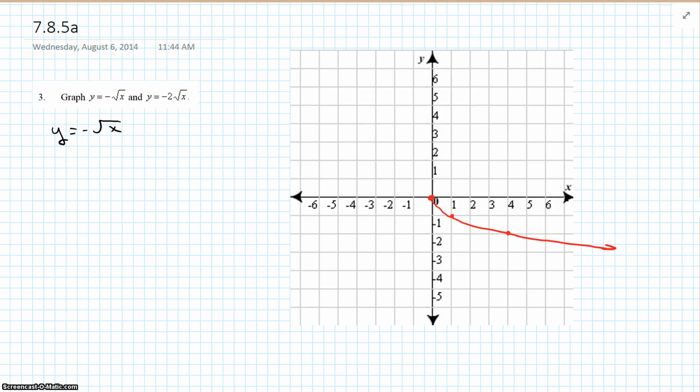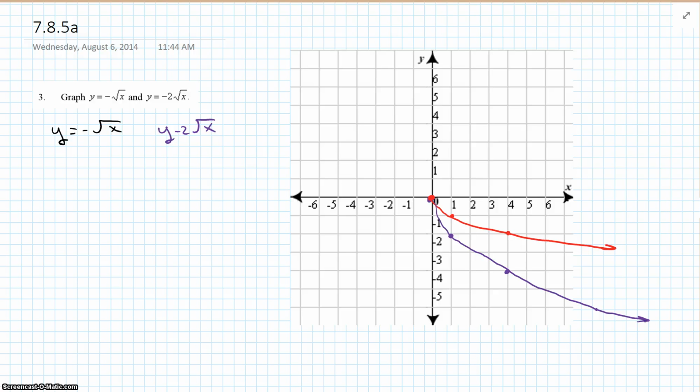Alright, so now let's look in purple. Y equals negative 2 square root of x. Okay, x equals 0, y equals 0. When x equals 1, y equals negative 2. When x equals 4, y equals negative 4. Alright, and if you wanted to do 9, it would be negative 6. So you can graph that one. And it goes 2 times.